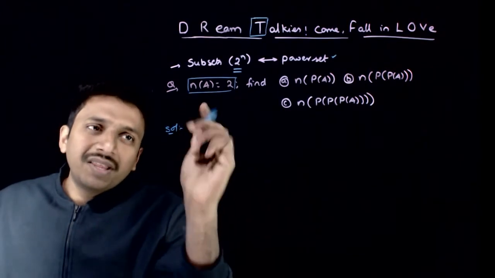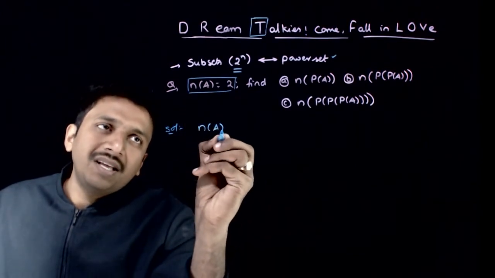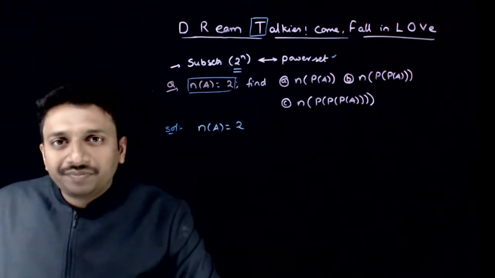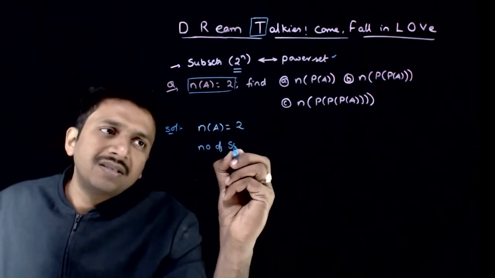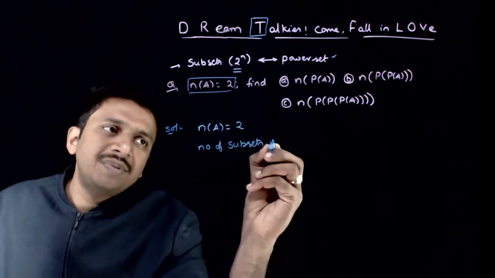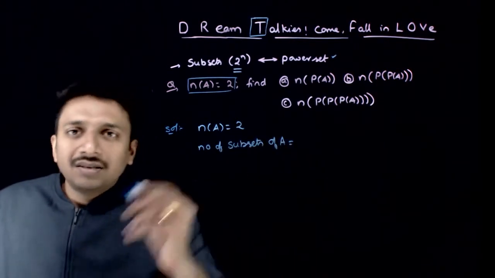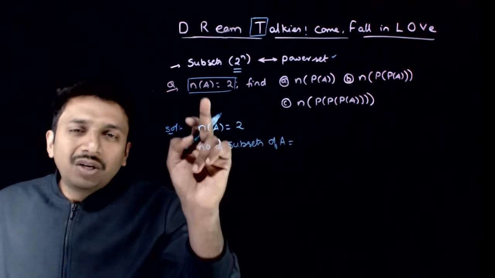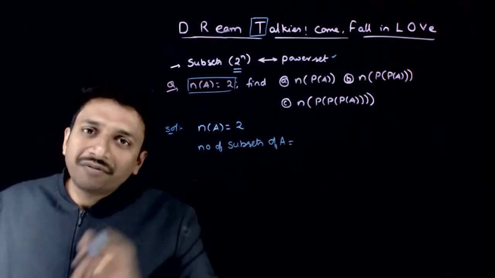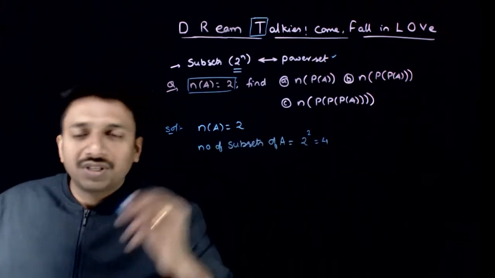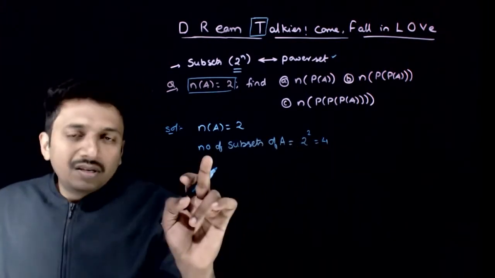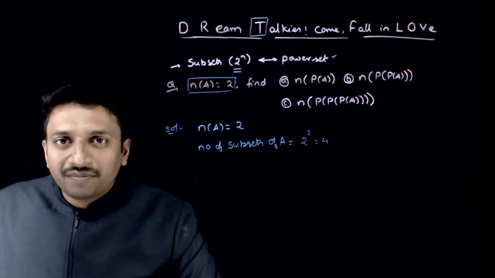So in the question you are given that the number of elements in A is equal to 2. So what is the number of subsets of A? A contains 2 elements, so how many subsets of A are there? By the formula it is 2 square, that is equal to 4 subsets. So you have 4 subsets of A.